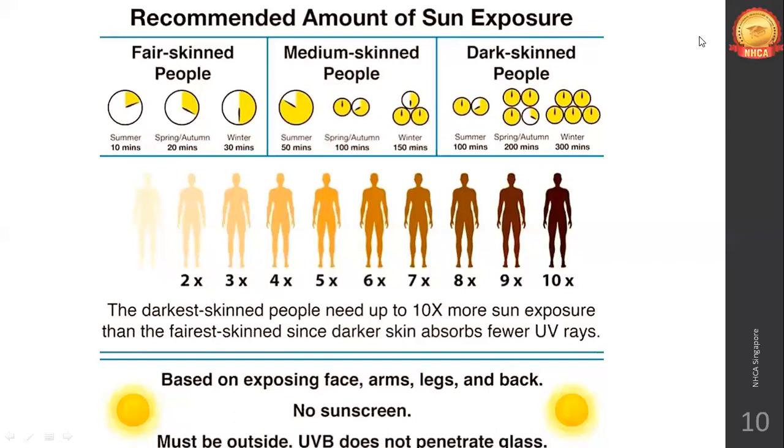The darkest skinned people need up to 10 times more sun exposure than the fairest skinned, since darker skin absorbs very little UV radiation. You only get SPF 5 or 7, sun protection factor, from dark skin, not more than that. And usually for this kind of exposure, you're not supposed to wear sunscreen.